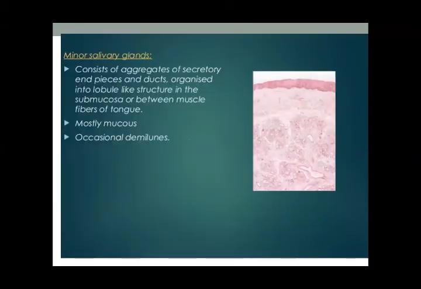Minor salivary glands consist of aggregates of secretory end pieces and ducts, organized into lobule-like structures in the submucosa or between muscle fibers. They are mostly mucous, occasionally with demilunes.